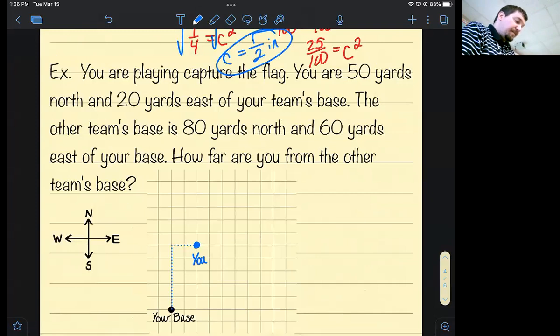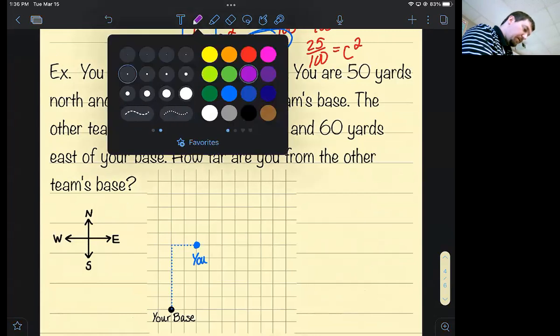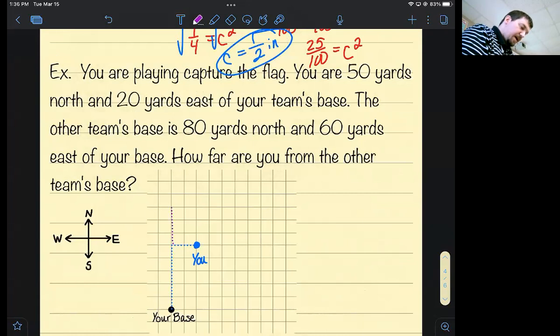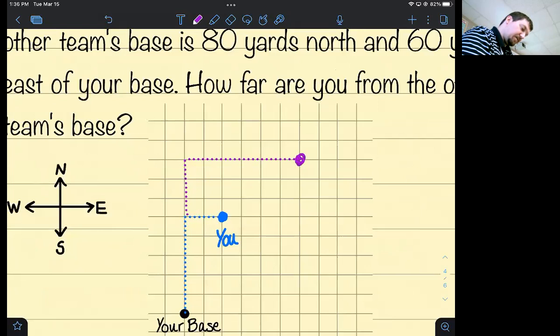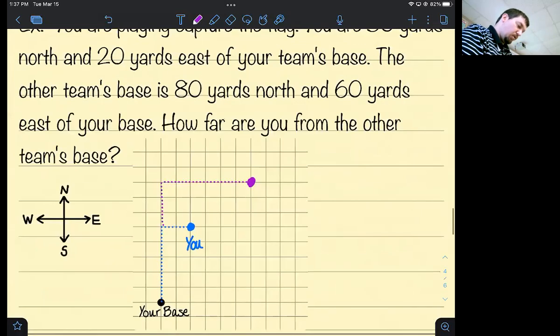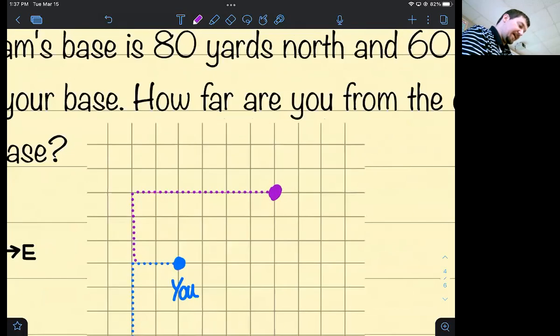It says the other team's base is 80 yards north and 60 yards east of your base. Okay, so we already did 50 yards north. So 80 yards north would be another 30 yards north. And we've already done 20 yards east. Now we have to do another 40 yards. 2, 3, 4. I want to say that's right. Does that look right? I'm trying to count and make sure my lines are dotted and everything. So I believe that would be 80 yards north and 60 yards east of our base. So this is their base.